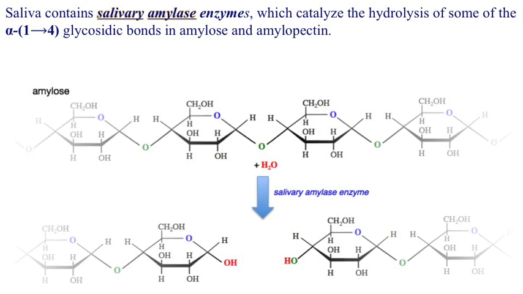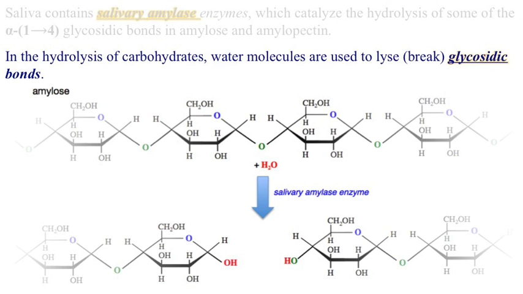Saliva contains salivary amylase enzymes, which catalyze the hydrolysis of some of the alpha 1,4 glycosidic bonds in amylose and amylopectin. In the hydrolysis of carbohydrates, water molecules are used to lyse, that's to break, glycosidic bonds. The hydrolysis of a glycosidic bond is the reverse of the reaction that you learned about in the chapter on carbohydrates for the formation of glycosidic bonds. An example of the hydrolysis of one of amylose's alpha 1,4 glycosidic bonds is shown in this view graph.